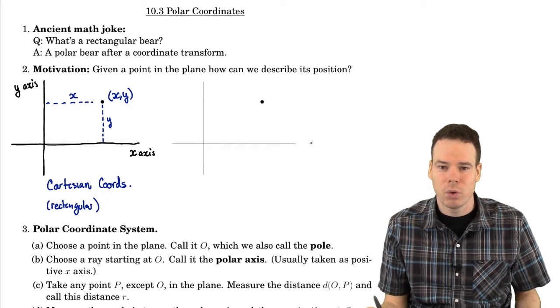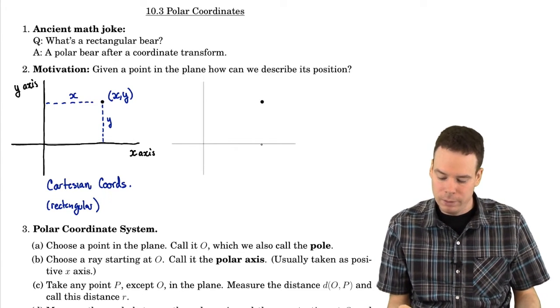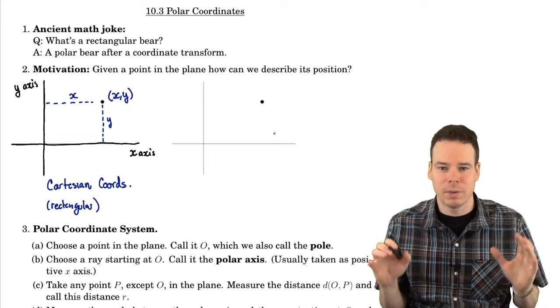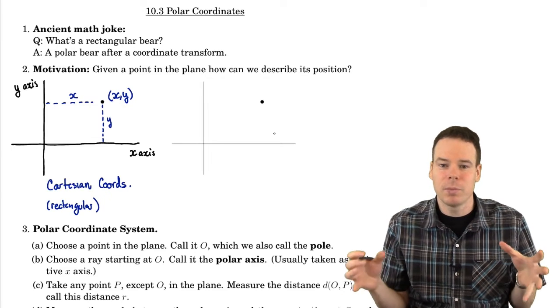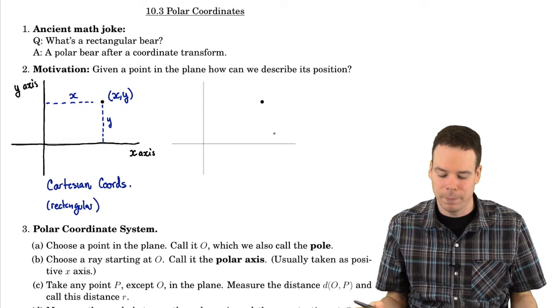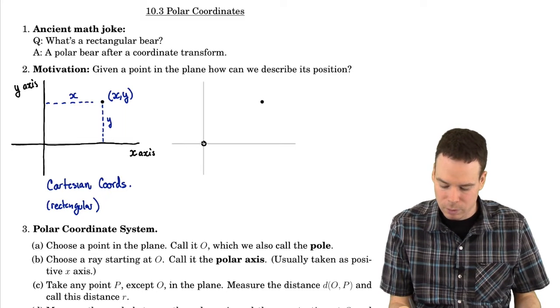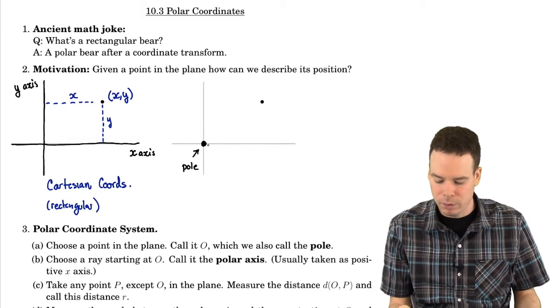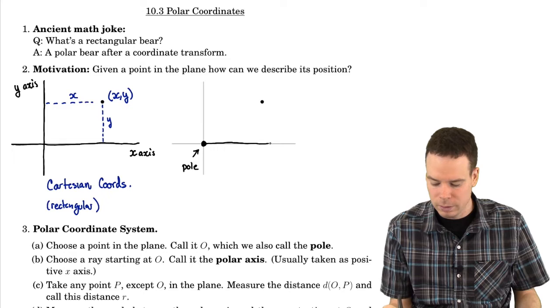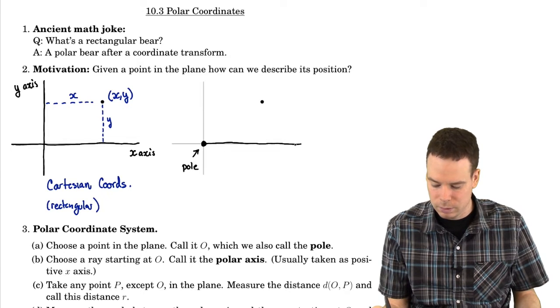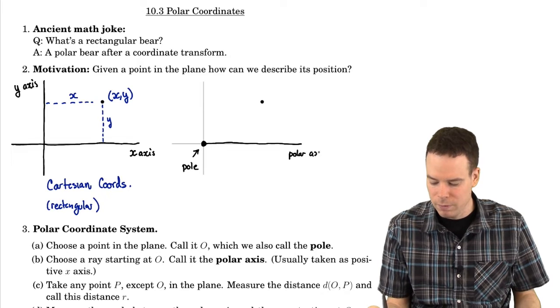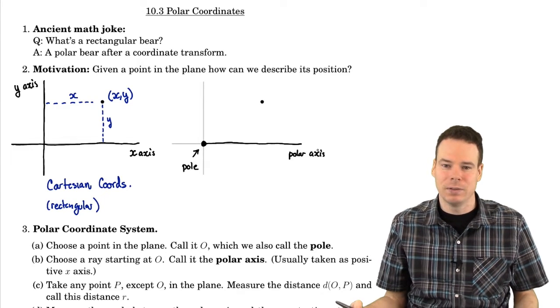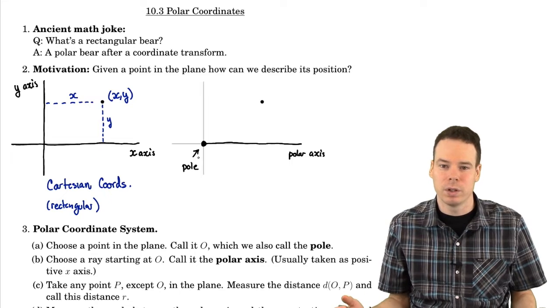So what would another coordinate system look like? Well, in any coordinate system, we need something that's fixed, a frame of reference, a place to measure things from. So in this coordinate system, we're going to fix a point, and that point's what we're going to call the pole. And we're going to fix a line segment, and this is going to be the polar axis. You can think of this polar axis as like the positive x-axis, and the pole is like the origin.